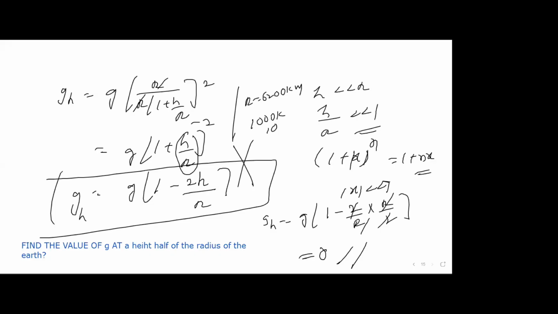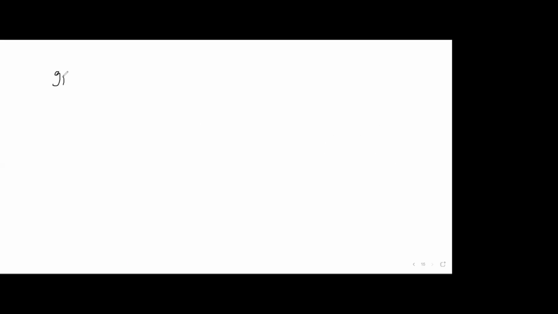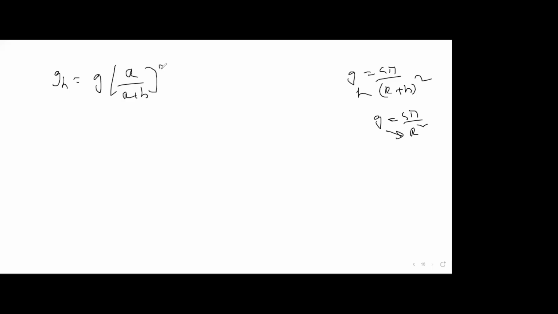Because I used the condition that h is very small. Here h is of the order of R, comparable. You should not use this approximate formula. What formula do you have to use? g at a height is GM by (R plus h) whole square. Or if you want to compare g_h by g, as g is inversely related, the general formula on the surface of the earth is GM by R square, so g_h by g is R by R plus h whole square.